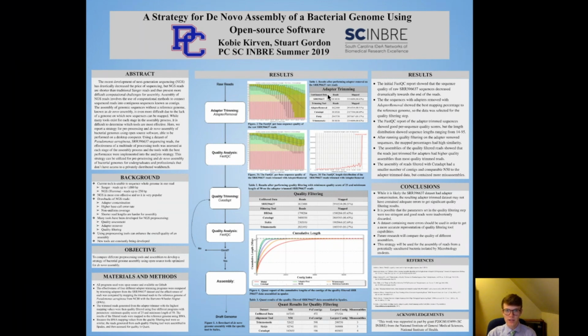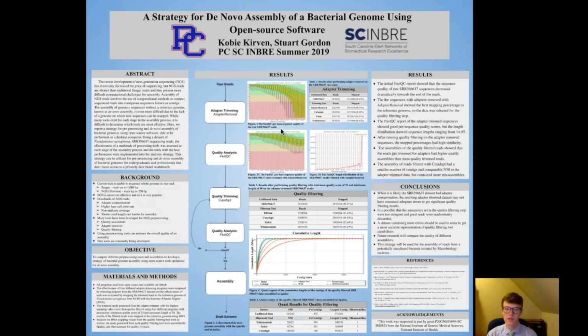So I tested some different adapter trimming technologies to see which one would work the best in this scenario. I mapped the reads from the original data set to the reference genome that I had. Then I tested 4 different adapter trimming tools: AdapterRemoval, Cutadapt, FastP, and Trimmomatic. I found that after I trimmed the reads using these different tools, AdapterRemoval had worked the best because 80% of these reads were able to be mapped after I did this adapter removal.